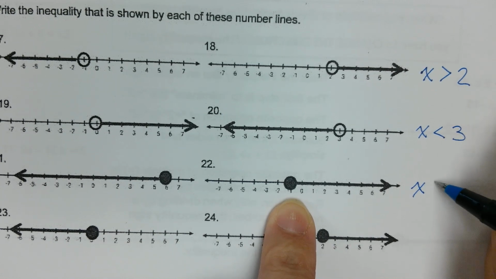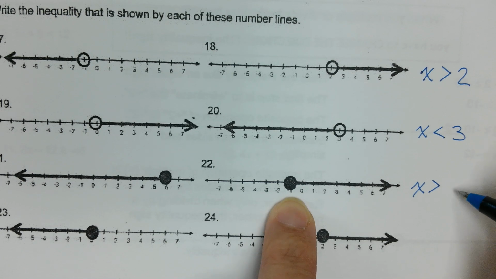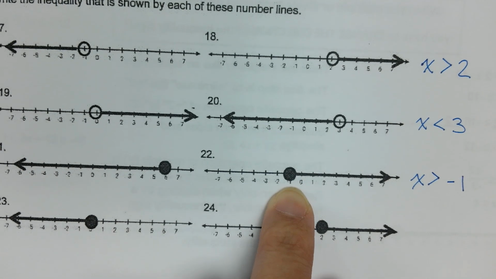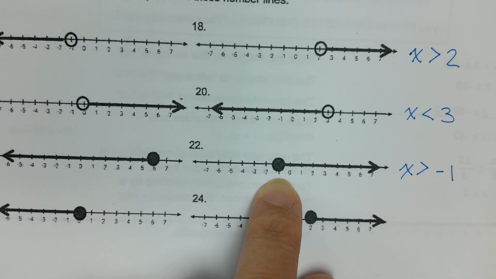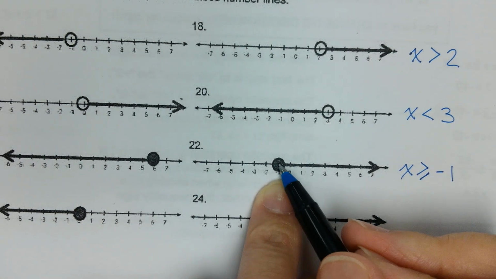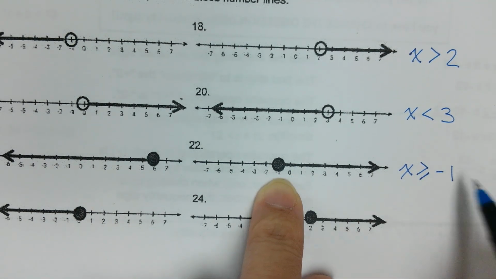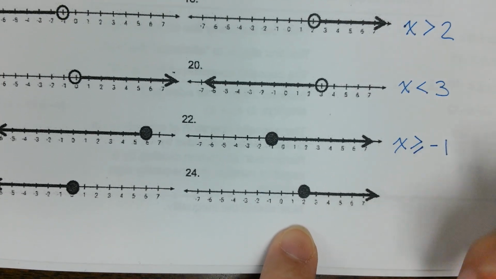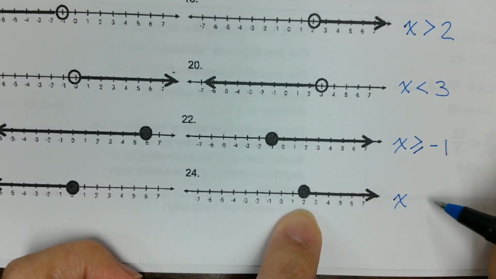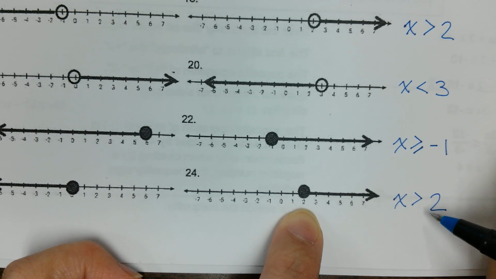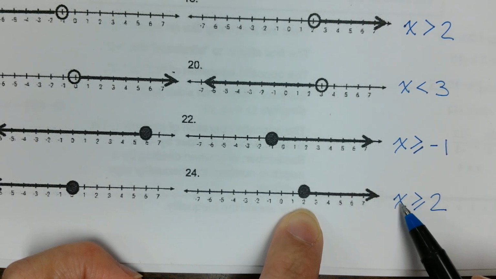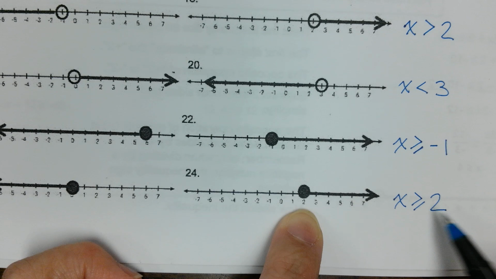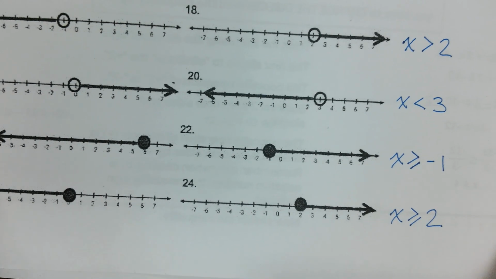This one? Any number greater than negative 1. All right. What am I missing here? The line underneath, because it's a solid circle, so it's greater or equal to. And then this one? Any number that is, again, you're missing something? The line. Solid circle, so x is any number that's greater or equal to 2. Okay.